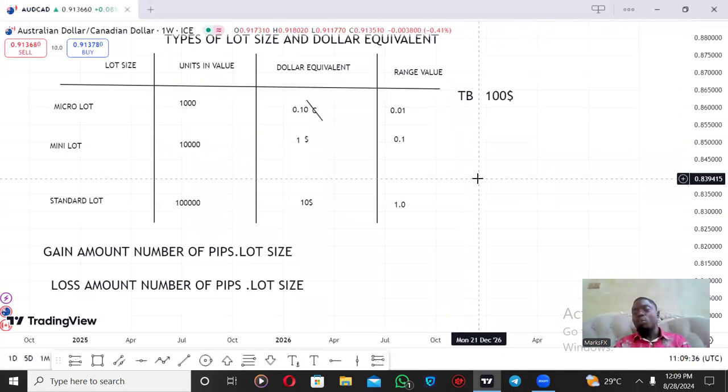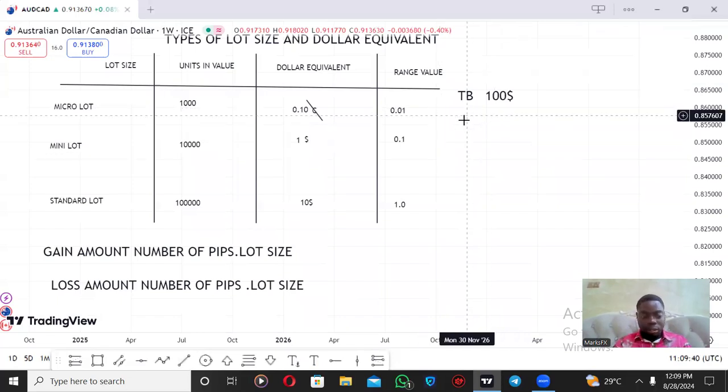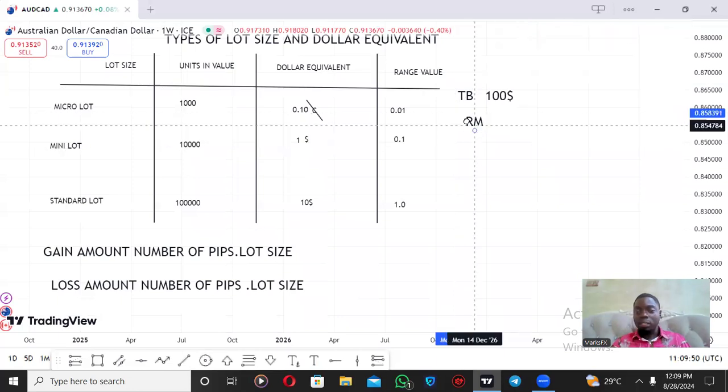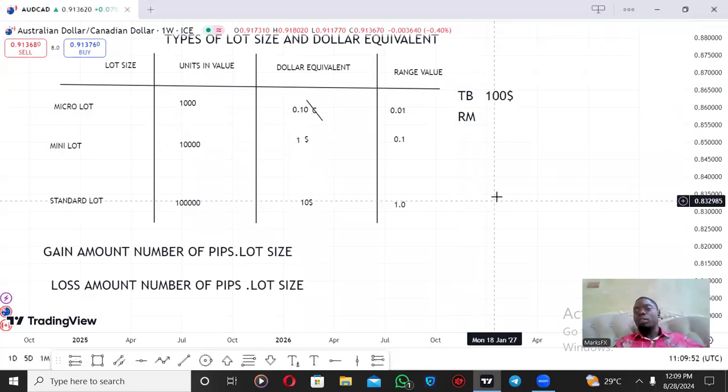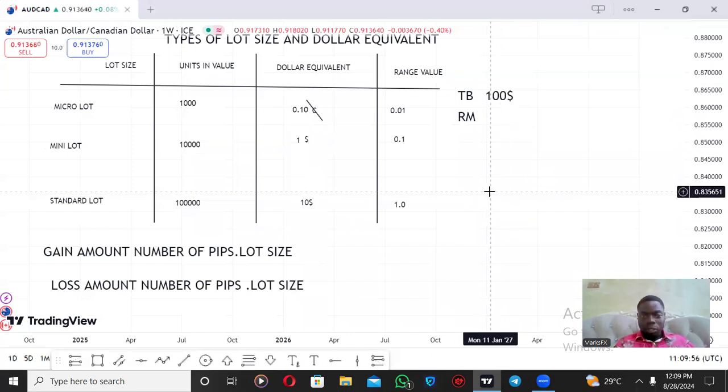Now, you need to know how much money you have to risk. So let's call that risk amount, RM. Let's assume that you want to risk 1% of this account. Now, 1% of $100.